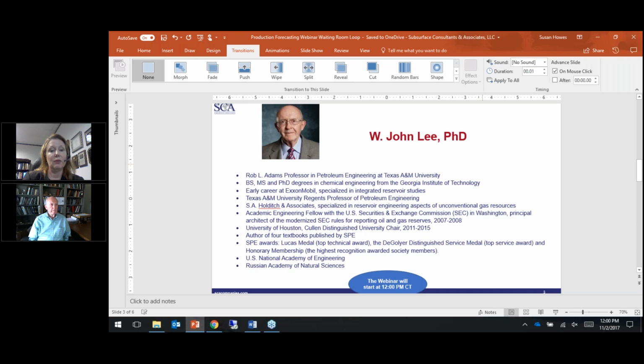He also did consulting for Holditch and Associates, and he served as an academic engineering fellow with the SEC when they modernized the SEC rules for reporting oil and gas reserves. Recently, he's been serving at University of Houston as the Cullen Distinguished University Chair. He's authored 4 textbooks published by SPE. He's the winner of the Lucas Award, the DeGoyer Medal, and honorary membership for SPE. He's a member of both the National Academy of Engineering in the United States and the Russian Academy of Natural Sciences.